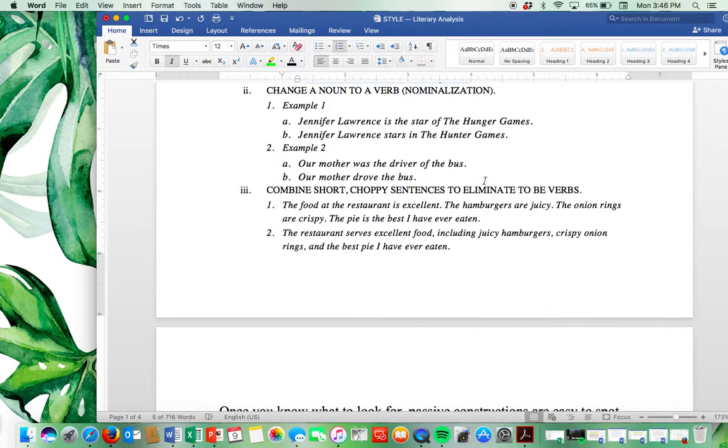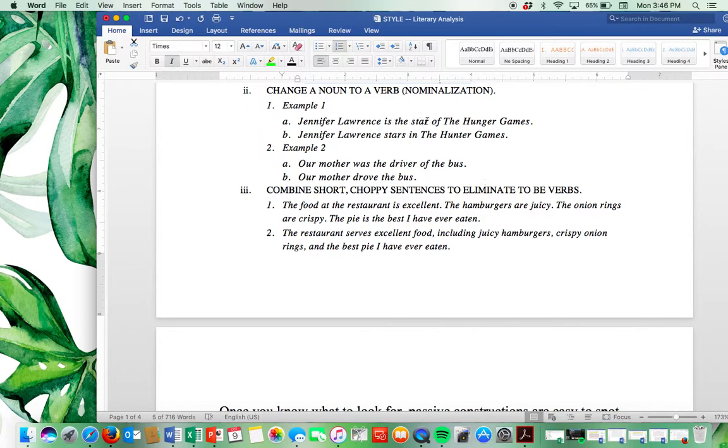Here's another example. You could change a noun to a verb. This is something called nominalization. Nominalization is something that really will drag down your writing, and that's when we actually make a verb a noun, but we don't want it to be that way. We want it to be active. We want it to be a verb. Let me show you what I mean.